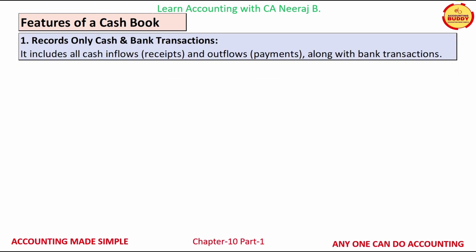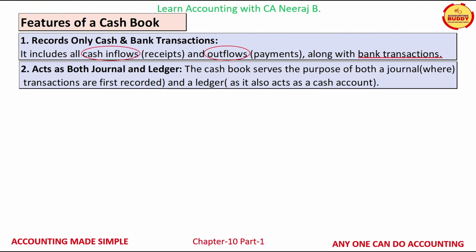In this slide, we will learn the features of a cash book. Feature number one is it records all cash and bank transactions. It includes all cash inflows, that is the receipts, and outflows, that is the payments, along with bank transactions. Feature number two is cash book acts as both journal and ledger. The cash book serves the purpose of both a journal where the transactions are first recorded and a ledger as it also acts as a cash account.